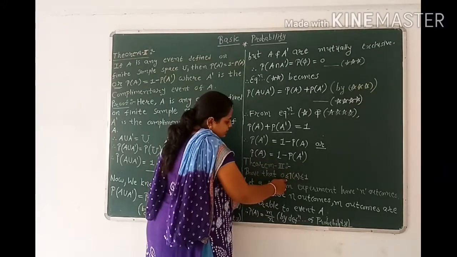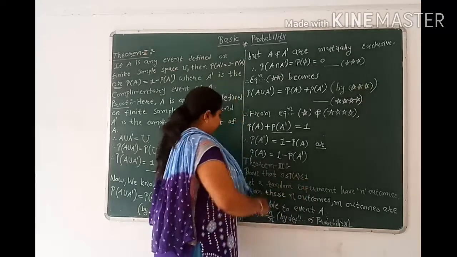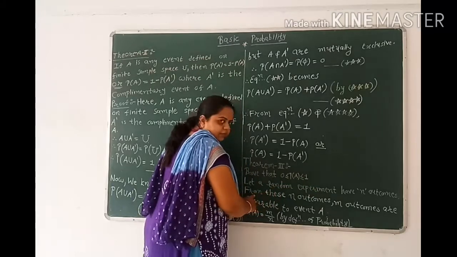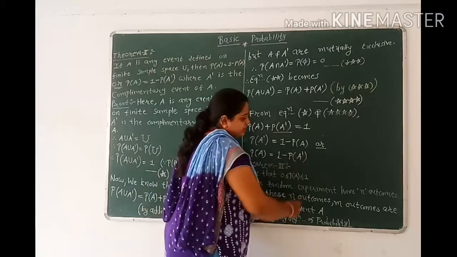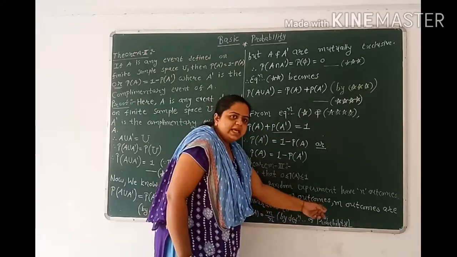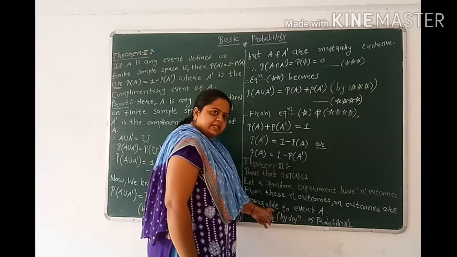Now, theorem number 3. Prove that 0 is less than or equal to probability of A, which is less than or equal to 1. Let a random experiment have n outcomes. From these n outcomes, m are favorable to event A. Favorable events are the events which are winning events.